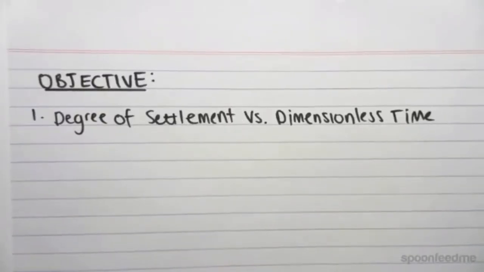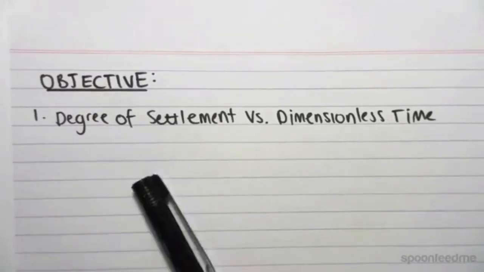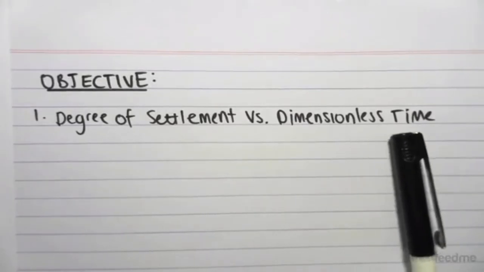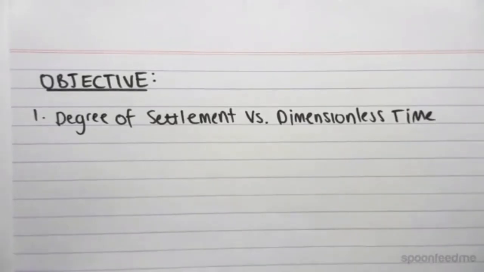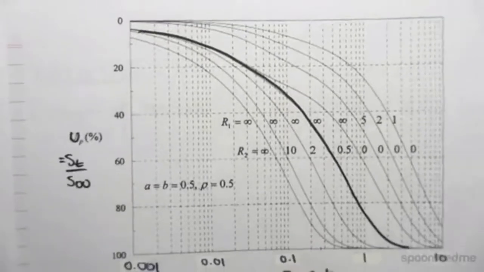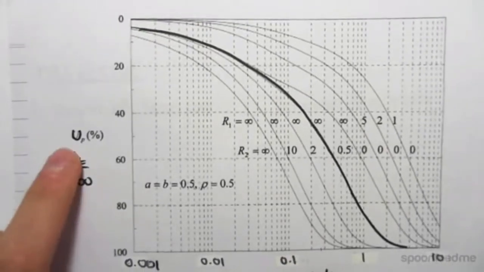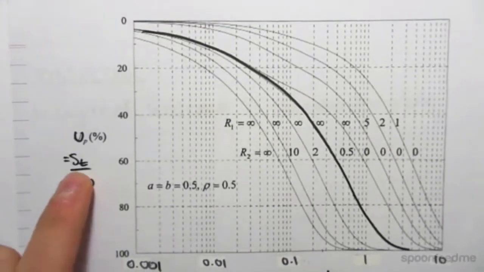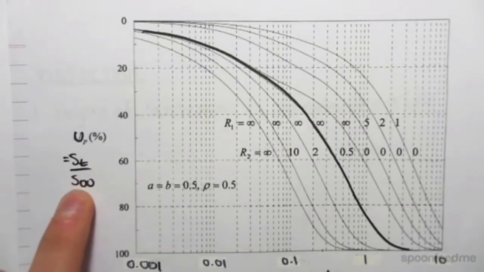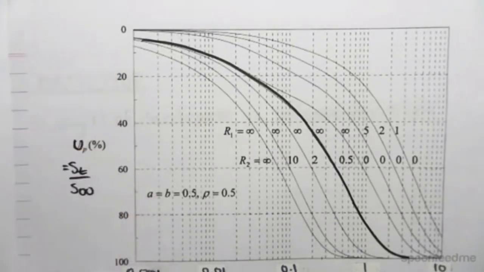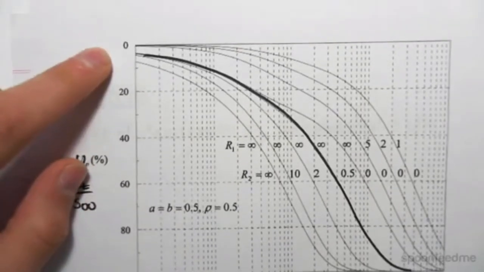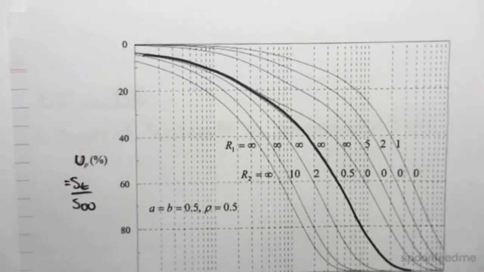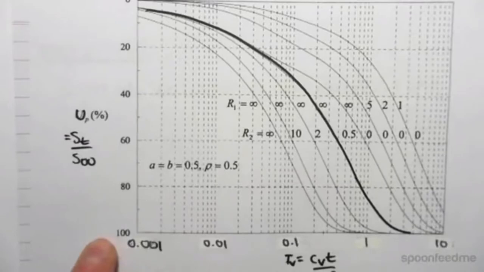Hey guys, the objective of this video is to look at the degree of settlement versus dimensionless time, which we're going to be discussing in a second. So, we're going to be giving a graph which plots the degree of settlement U. U is the settlement at any time over the final settlement, so it ranges from 0% to 100%. This is a point of 0 settlement, and this would be a point of 100% settlement down here.